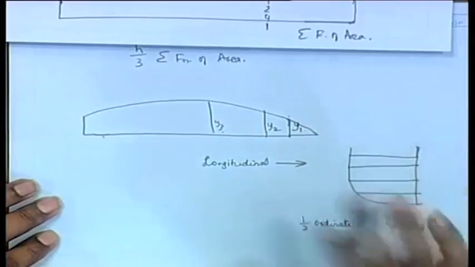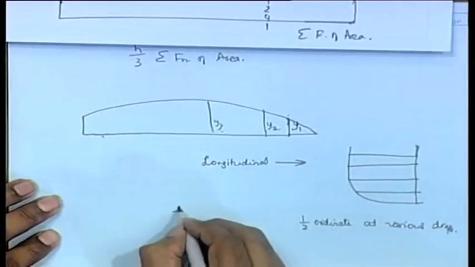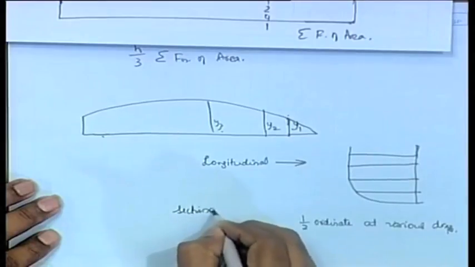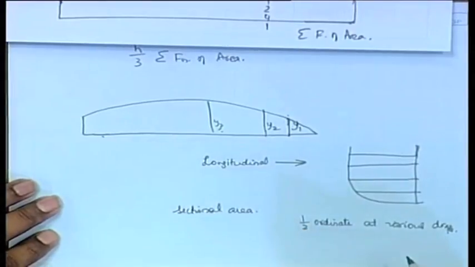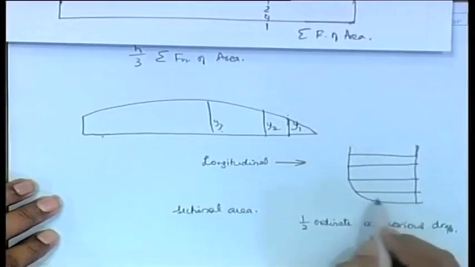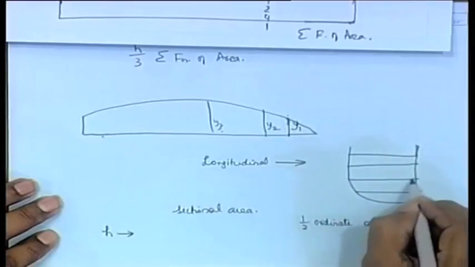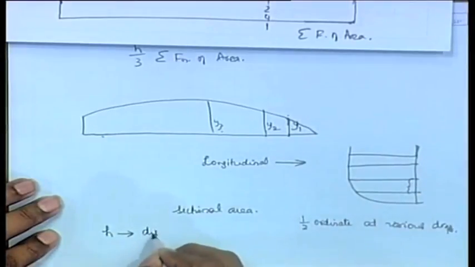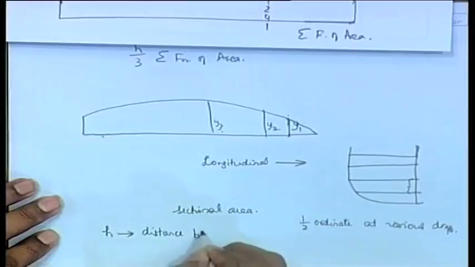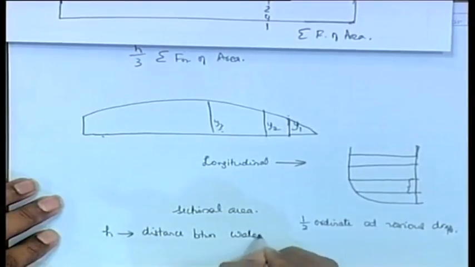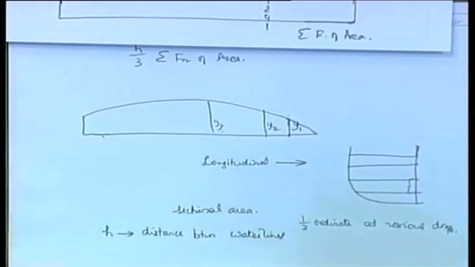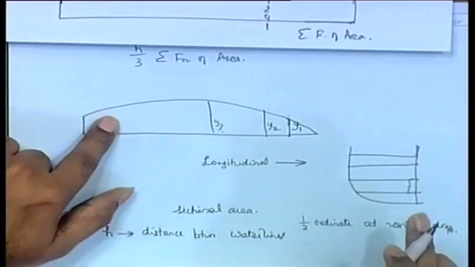You are actually getting what area? Sectional area. So, you are getting a sectional area, and what will be your h here? Distance between the water lines. These are water lines, right? Okay. So, your h will be this distance. So, it will just be your distance between the water lines. So, this is one area you can get, this is another area you can get.